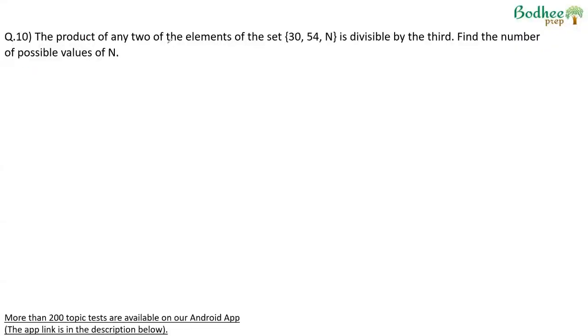The product of any two elements in the set 30, 54, n is divisible by the third. Then find the number of possible values of n. So 30 into 54 is divisible by n. 30 into n is divisible by 54. And 54 into n is divisible by 30. Now 30 is nothing but 6 into 5, 2 into 3 into 5. 54 is 27 into 2, so 3 cube into 2.